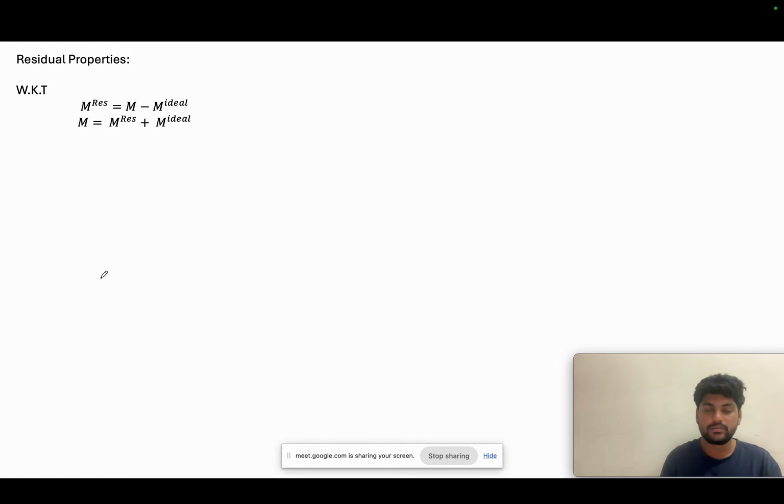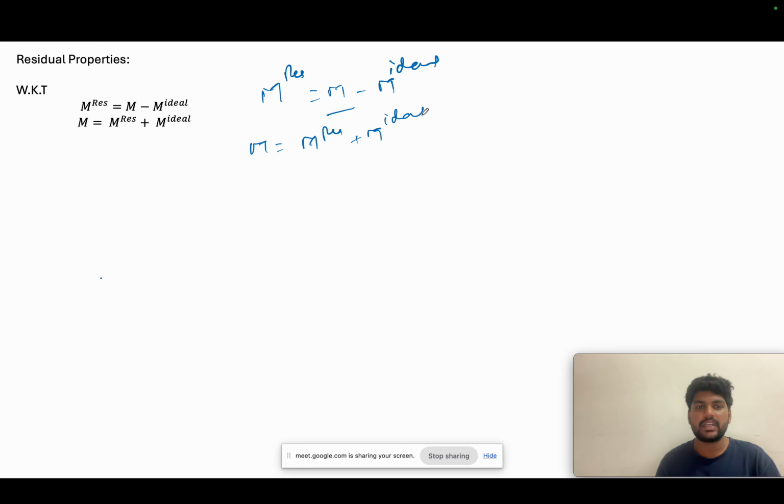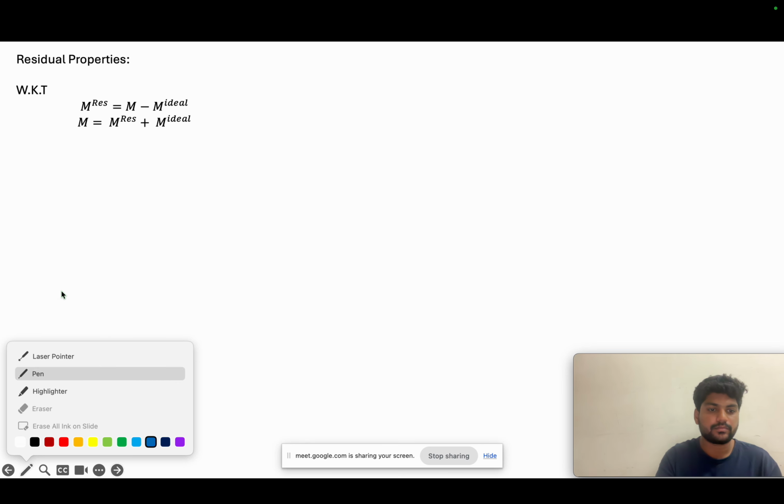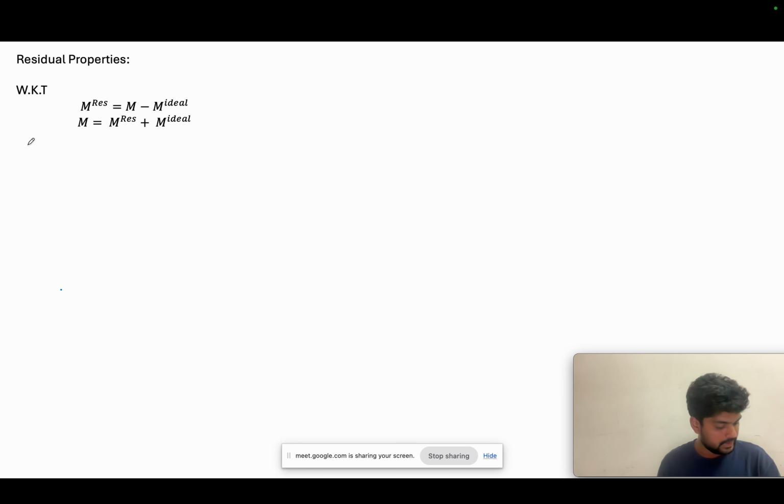We all know the basic equation says M residual equals the original M minus the ideal gas value, which is nothing but M equals M residual plus M ideal. We will do it with the example of Gibbs energy. I will write the equations first: dG equals V dP minus S dT, and we will make it dimensionless. So G over RT equals ln, and we can write it for the dimensionless form like this.